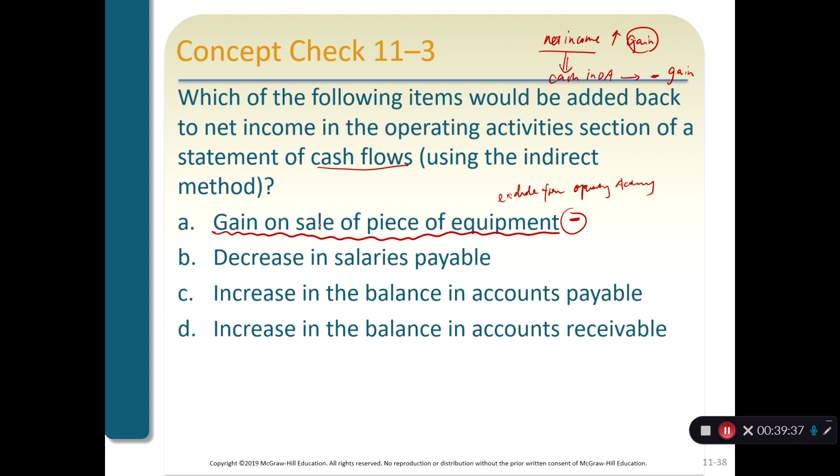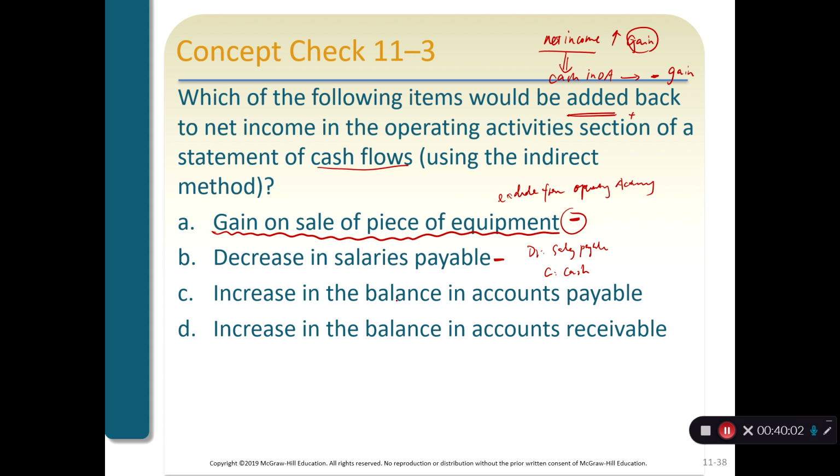So decrease in salary payable. So how does that work? Basically we debit salary payable, we credit cash. So there's a cash outflow, so we have to minus, right? But the question is which one is adding back? So add plus, right? So B is not right either.